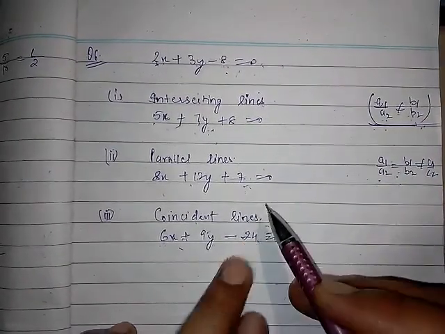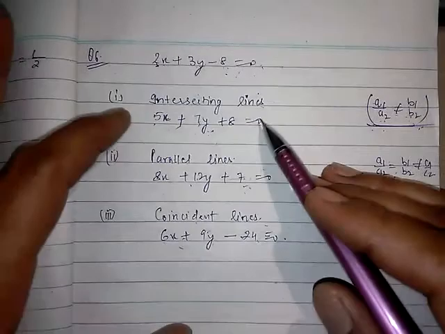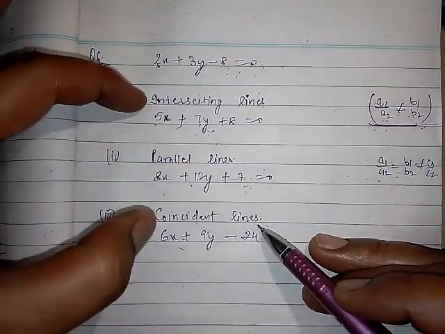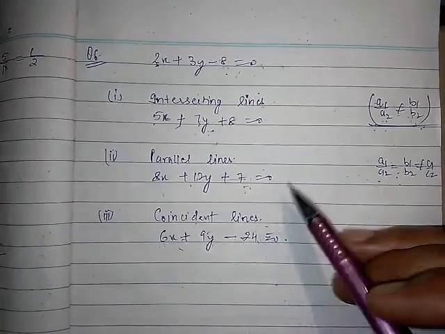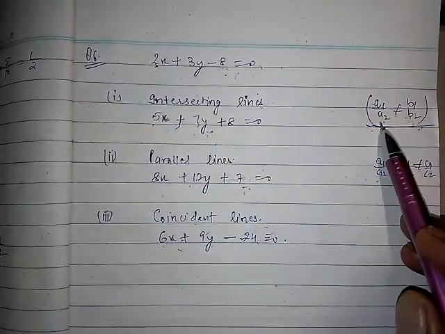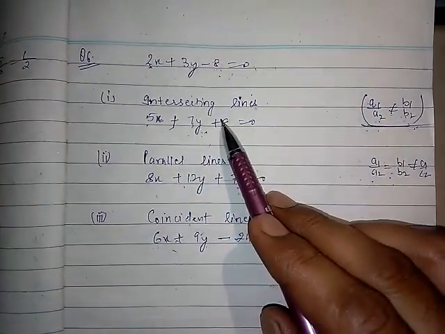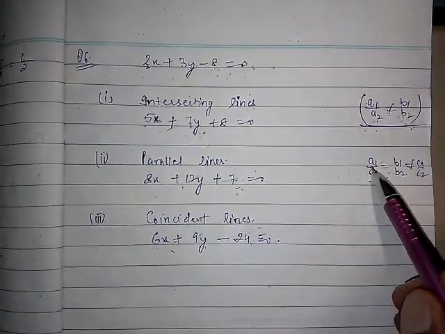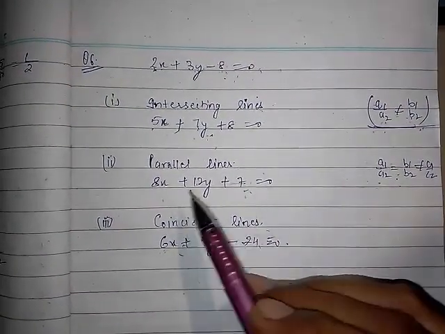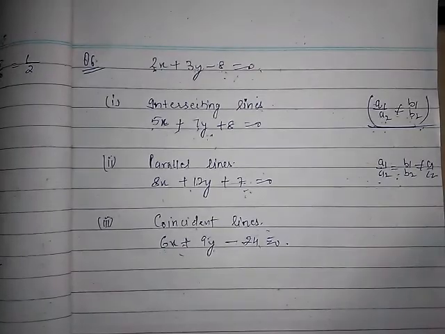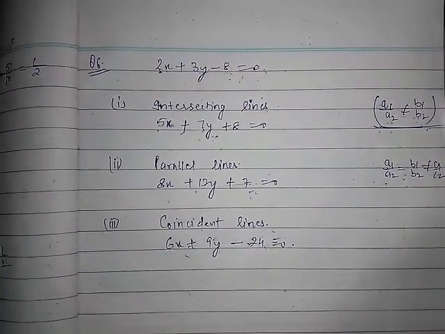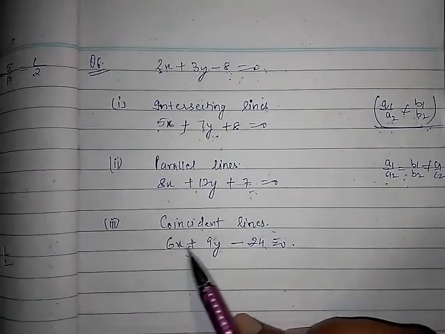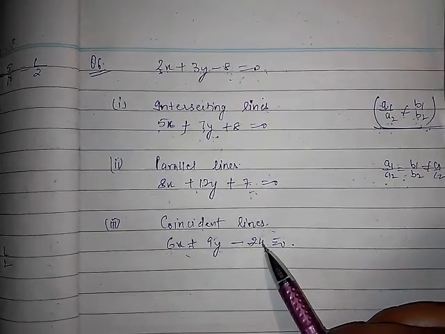Clear? So like this you can find out the examples of intersecting lines, parallel lines, coincident lines. Okay, let me tell you one more time. For intersecting lines, a1 upon a2 is not equal to b1 upon b2. For parallel lines, this condition should be satisfied, that is a1 upon a2 is equal to b1 upon b2 is not equal to c1 upon c2, right? After that, for coincident lines, all the three ratios should be same, right?